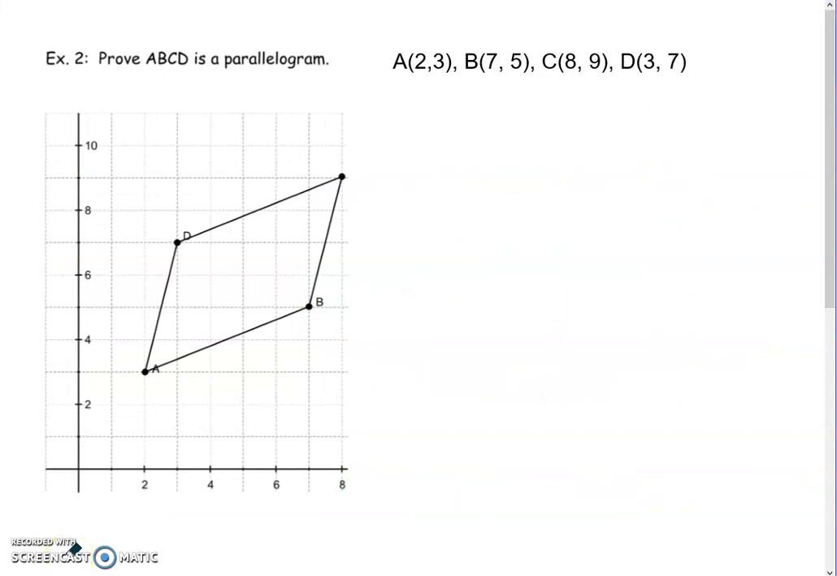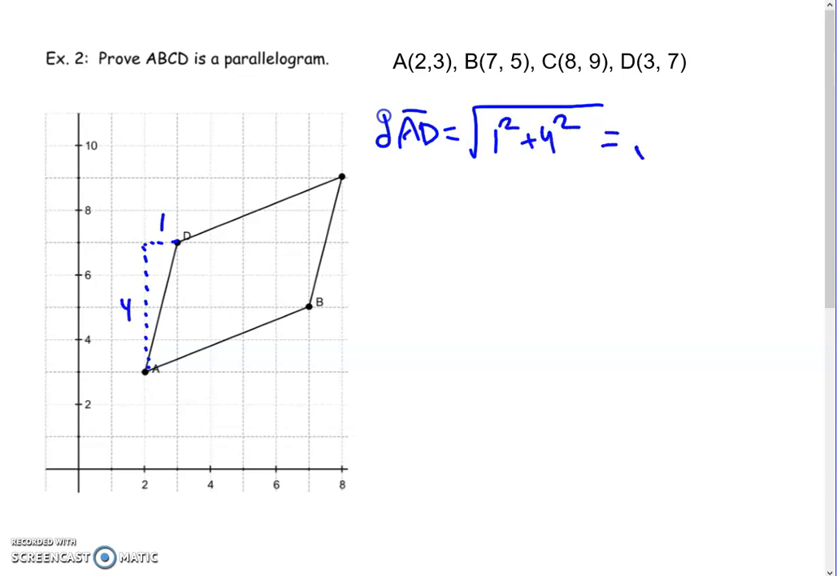All right, example 2. Prove ABCD is a parallelogram. We'll do something similar to what we did on the other one. Distance of AD. Create your right triangle. That side's 1, that side's 4. You get 1 squared plus 4 squared. 1 plus 16, that's square root 17. The C got cut off, it goes right there.